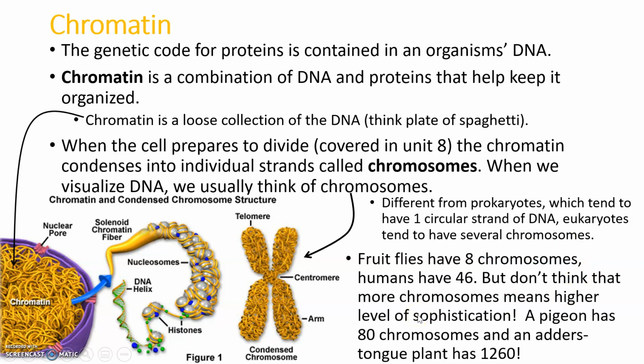Fruit flies have 8 total chromosomes. Humans have 46. But that does not mean that the level of sophistication of the organism has anything to do with the number of chromosomes. So, for example, a pigeon has 80 chromosomes. It's a lot more than us. And there's even an adder's tongue plant, which is kind of like a fern, that has 1,260 different chromosomes.